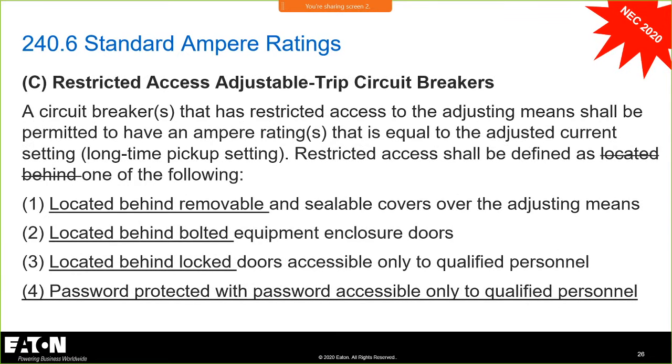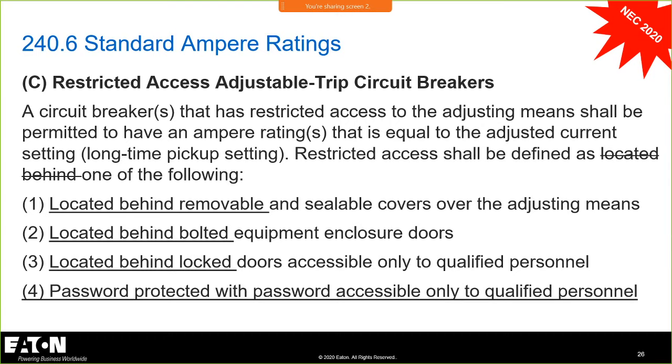Now, what we did, we made some changes in the 2020 cycle. What it used to say was you had to have a lock on it, but then there's a realization that there's circuit breakers that have electronic trip units that don't have a means to lock it, but we do have a password. So they gave us options now in 240.6 where we removed "located behind one of the following," and we said located behind removable and sealable covers.